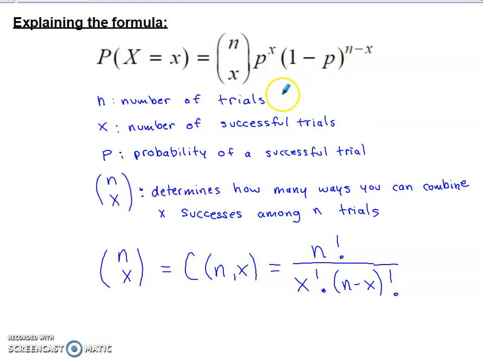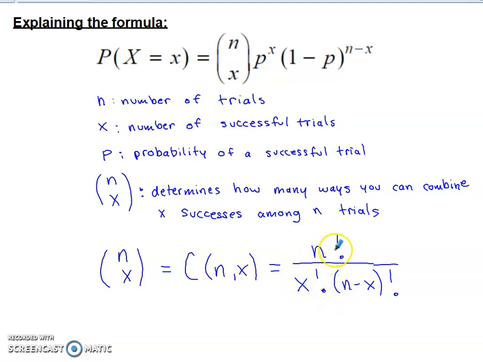Now, the one thing within this formula that's a little bit tricky and probably less familiar to a lot of you is what you see in this spot here. This notation that you see is going to determine how many different ways we can combine X successes among N trials. This notation requires use of the combinations formula. Here is how that combinations formula would look.